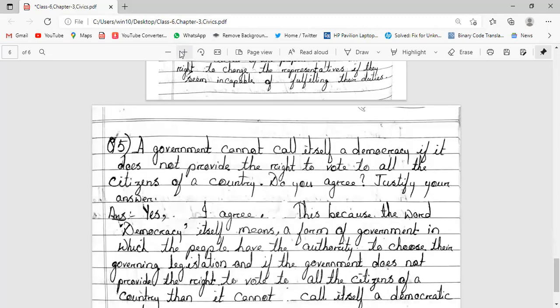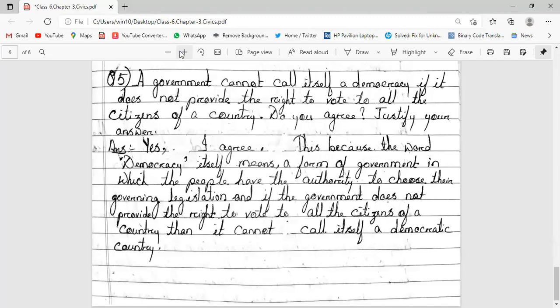Number 5, we can see here, okay, a government cannot call itself a democracy if it does not provide the right to vote to all the citizens of a country. Do you agree? Justify your answer. Yes, I agree with this. This is because the word democracy itself means a form of government in which the people have the authority to choose their governing legislation, and if the government does not provide the right to vote to all the citizens of a country, then it cannot call itself a democratic country.